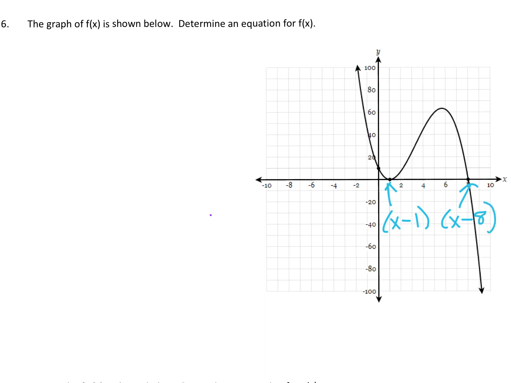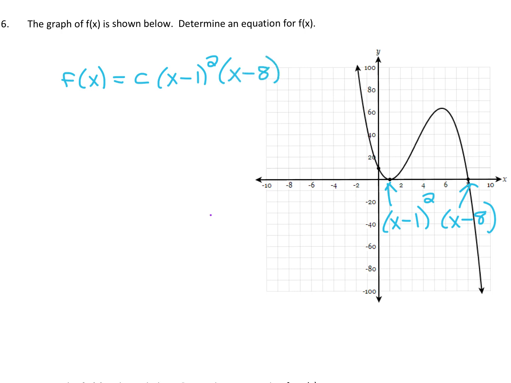Now, let's look for multiplicity. Is there any place where the graph bounces off the x-axis? And look, right here it does. Since it's bouncing off the x-axis, we want to put a square on that factor. So to start off, we're going to write out f of x equals, and we're going to put a c there for now. That represents our leading coefficient. And then let's write out our factors. x minus 1 squared times x minus 8.